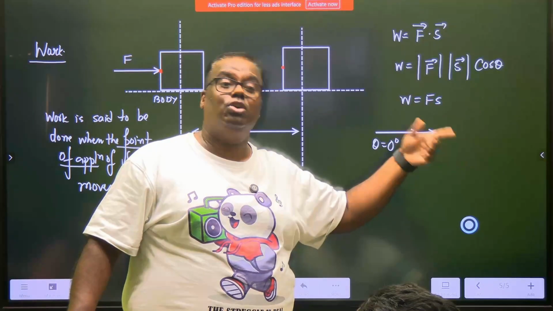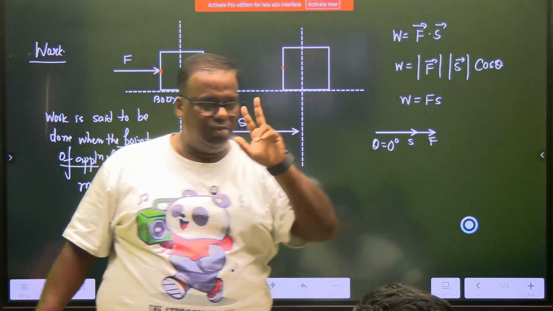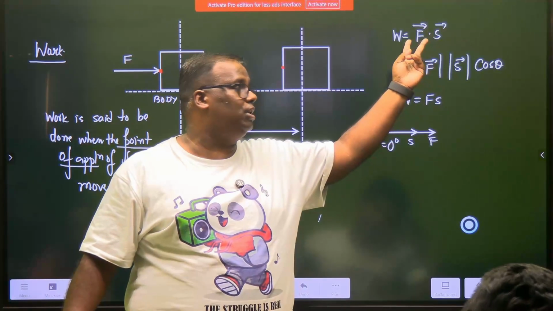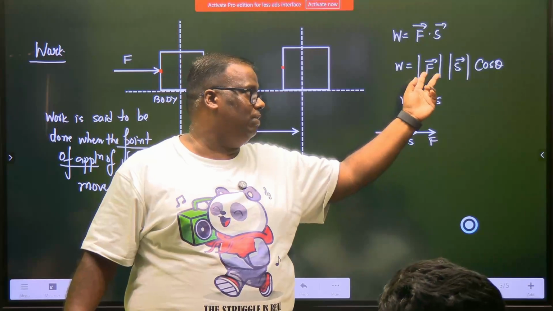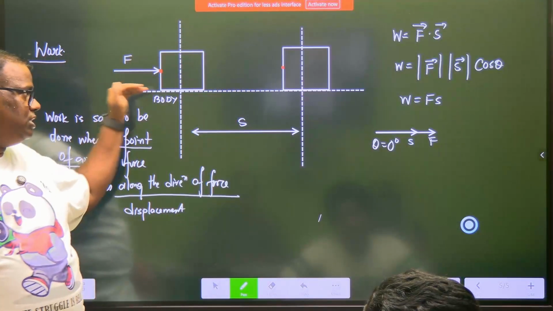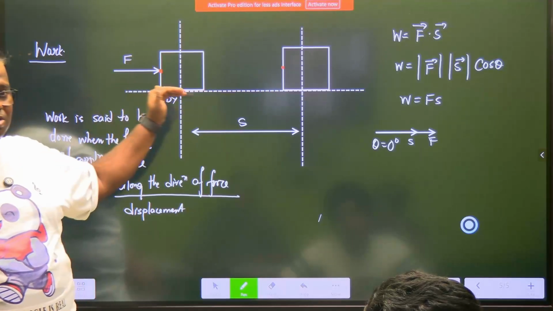Fs cos 0. We will attack it in two ways. Work is the dot product of two vectors. What is the dot product of two vectors? Modulus of one vector, modulus of another vector, into cos of the angle. In this case, force is in this direction, and displacement is also in this direction.